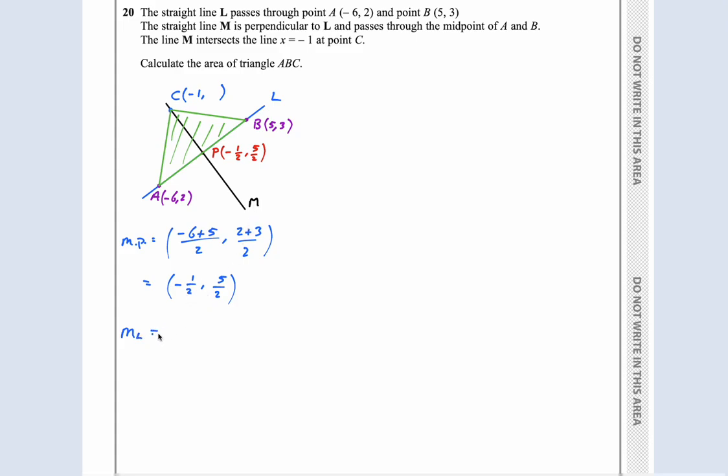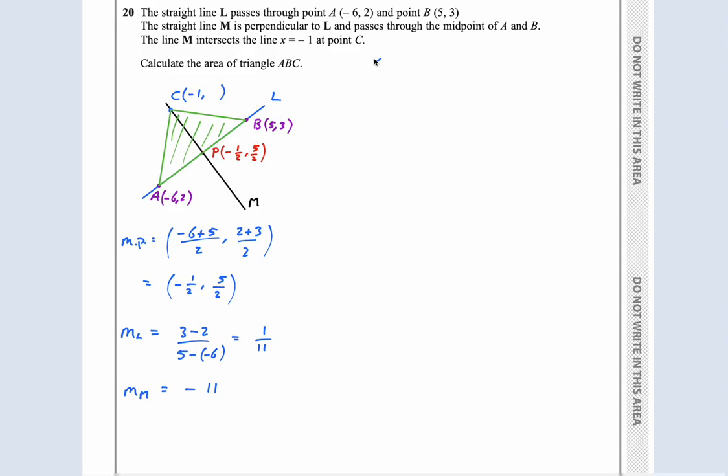So the gradient of L is y2 minus y1, 3 minus 2, over x2 minus x1, which is 5 minus 6, which is actually equal to 1 over 11. Now that means the gradient of little m, capital M, is the negative reciprocal, or negative 11. Okay, now I have the gradient of line M.